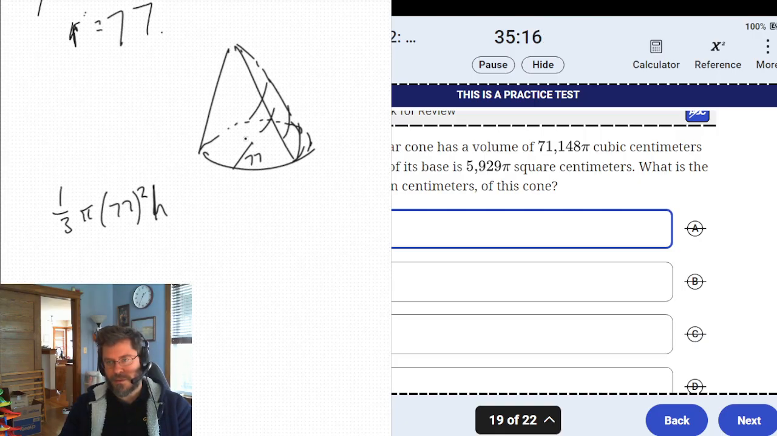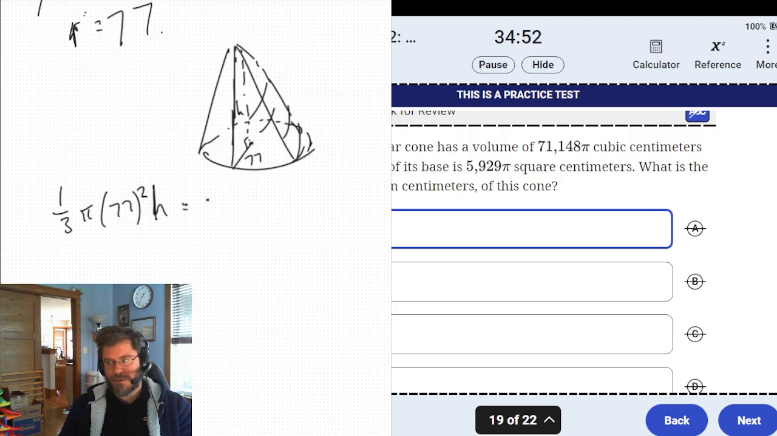And let me show you where we're going with this. Once I have the height here, I can do the Pythagorean theorem with 77. Draw a little triangle there. That's a right triangle in there. The height through the center is what we're about to calculate. And then the Pythagorean theorem with 77 and that height gives us the slant that we're looking for.